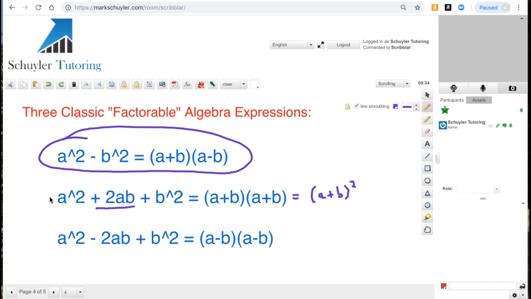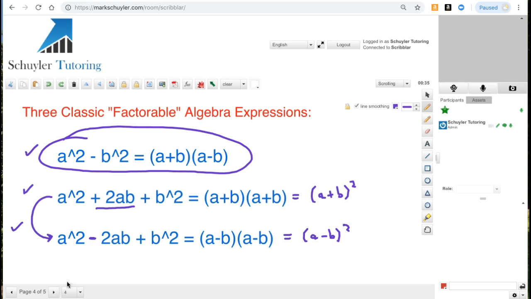So that could be written, obviously, as the quantity a plus b squared. We have a very similar looking equation immediately below. The only difference is this negative sign. Other than that, these 2 equations are the same, but look what happens when you factor it. You get 2 quantities that have different signs. Now these are a minus b times a minus b. Obviously, we can write that as the quantity a minus b squared. So there they are. 1, 2, 3 classic factorable expressions.